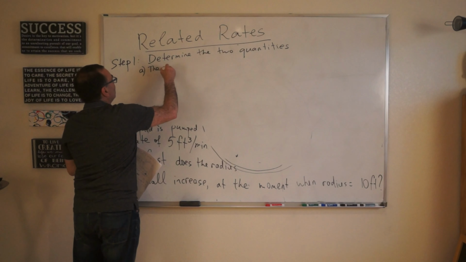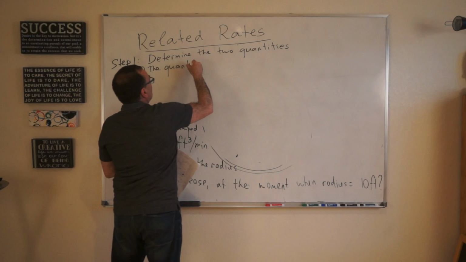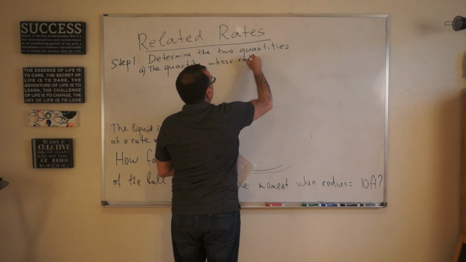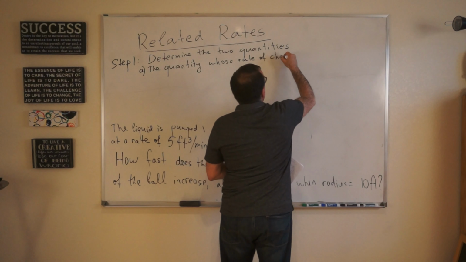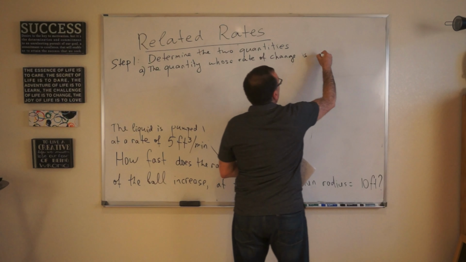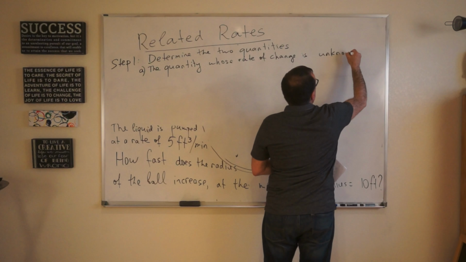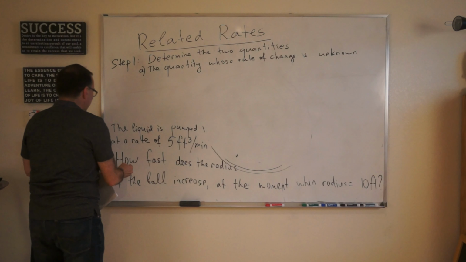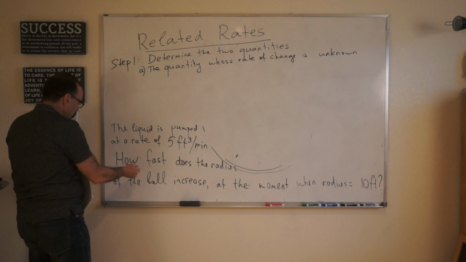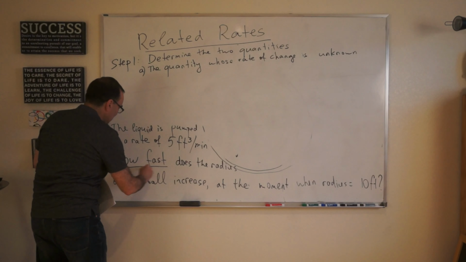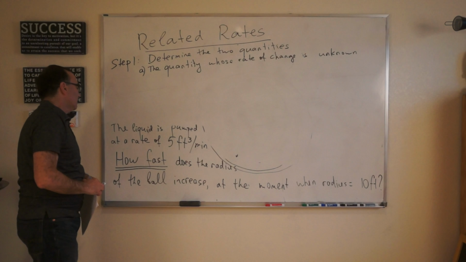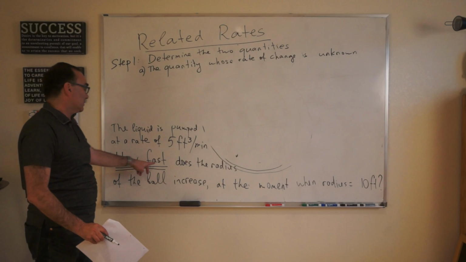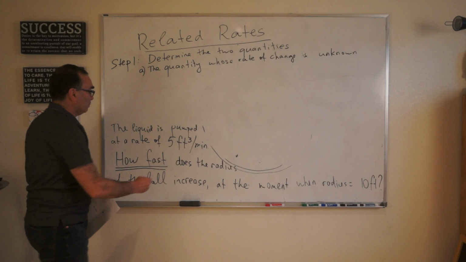The quantity whose rate of change is unknown. And typically this quantity is mentioned in the question, which is the last sentence. How fast means the unknown rate. How fast something changes, that means we're asking what is the rate at which that changes. Now how fast applies to radius.